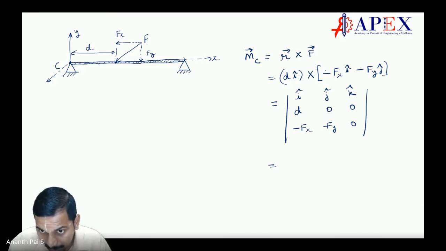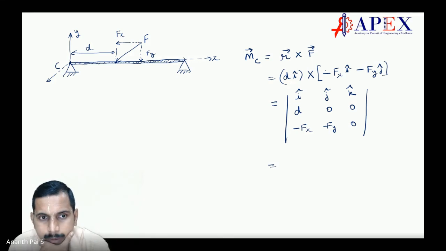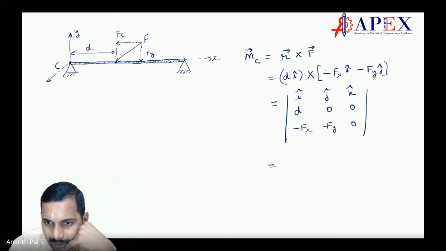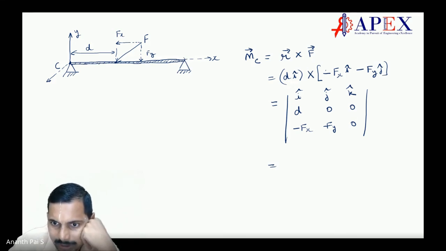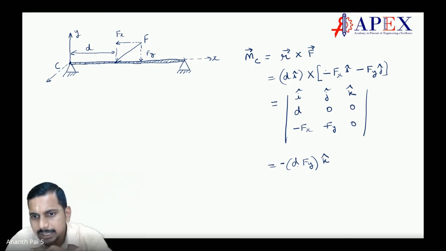The i component will not be there. Will the j component be there? No, that also is not there. Is the k component there? Let us see. I am talking about point C here, not something else. So is there a moment along the k component? Yes, you have the moment along the k component. What is that? The moment along k is D into Fy, correct? So you have D into Fy into k, minus D into Fy into k, and the rest all goes to 0.